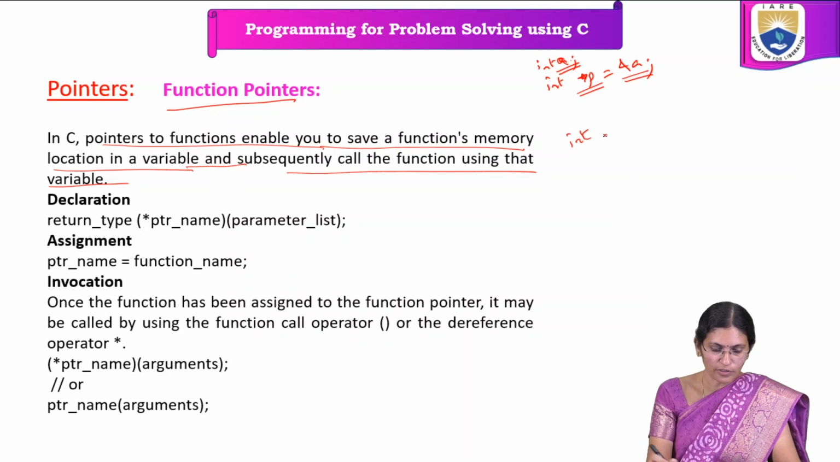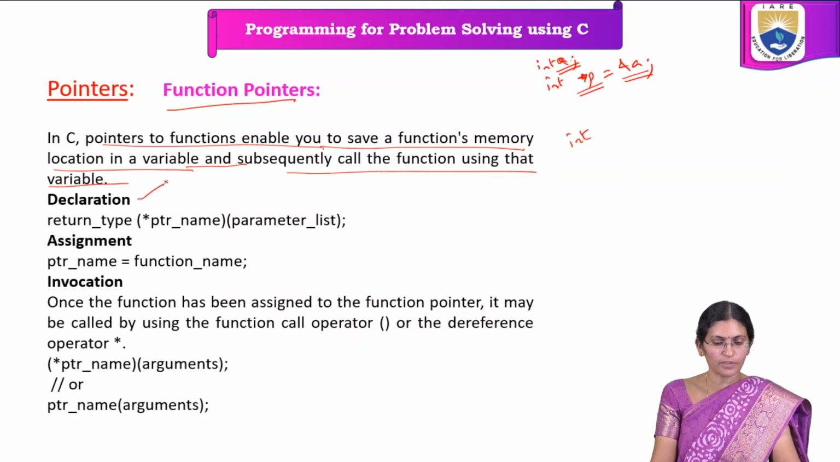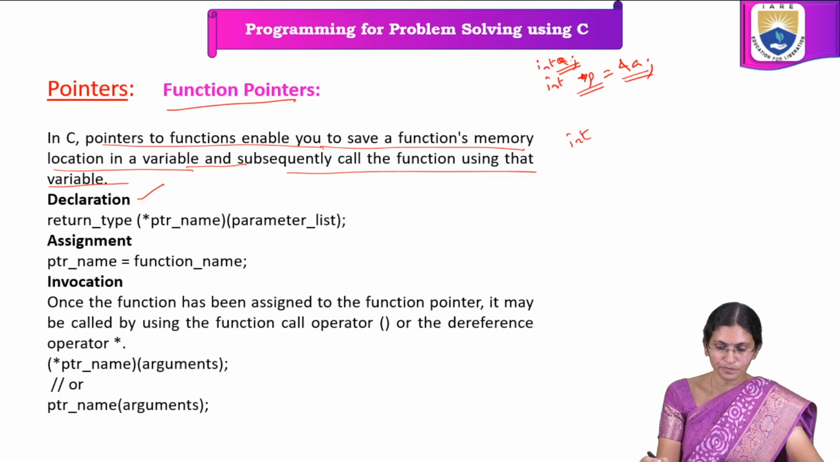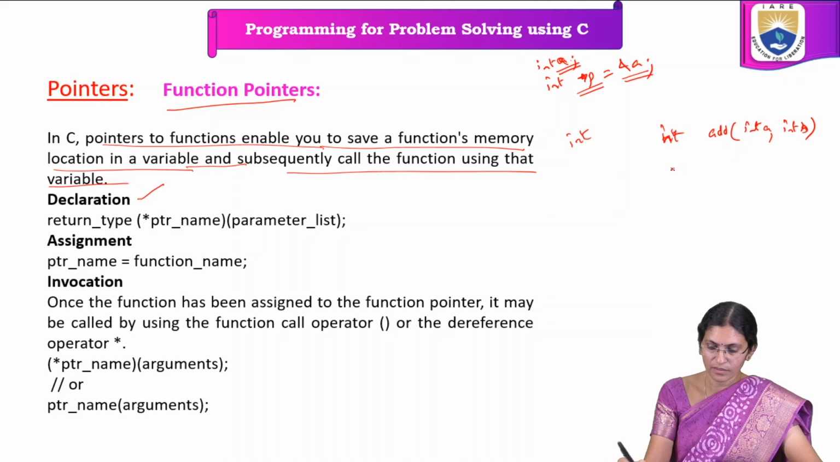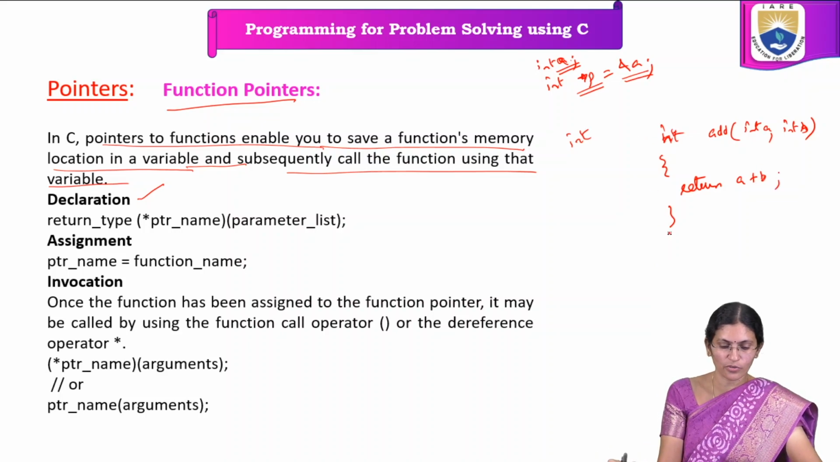The syntax for that is, we can declare a function pointer in this way. In any function, suppose we write the function as int, the return type of the function is integer, and add is the name of the function, and it is taking two arguments, integer a and integer b. This is a function definition, and here the function statement is a plus b. This is what this function is doing.